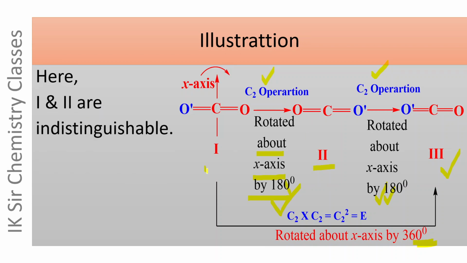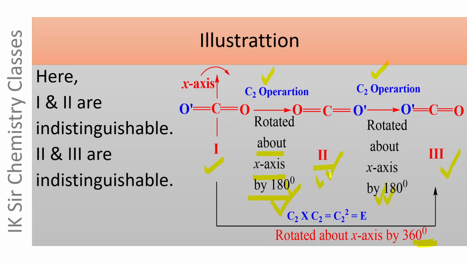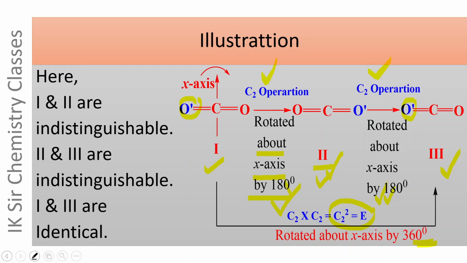Here 1 and 2 are indistinguishable orientations. 2 and 3 are again indistinguishable orientations, but 1 and 3 are identical orientations. O dash atom is present on the left hand side and in orientation 3 also O dash atom is present on the left hand side. It means C2 operation multiplied by C2 operation is equal to C2 squared operation, and it is nothing but identity operation, because if C2 operation is carried out twice, an identical orientation is obtained.